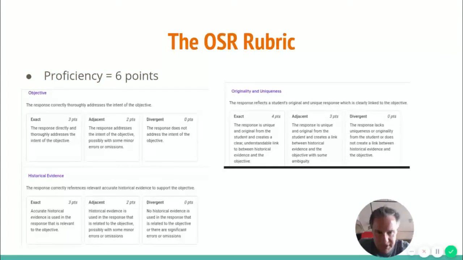It's intended to be generous in your favor, but that does not mean you can just put a couple scratches on a piece of paper and turn it in. It does have to show knowledge of history, and it does have to show you made an attempt to link historical knowledge to what we're asking you to do in the objective.